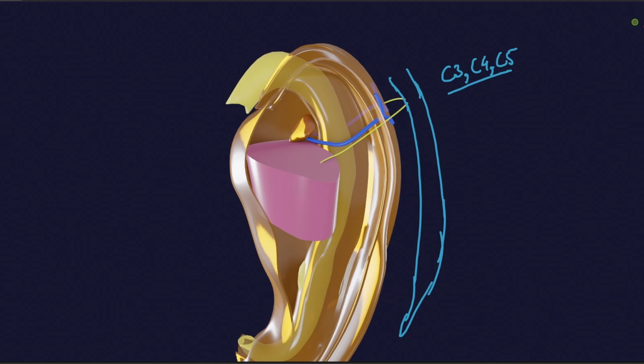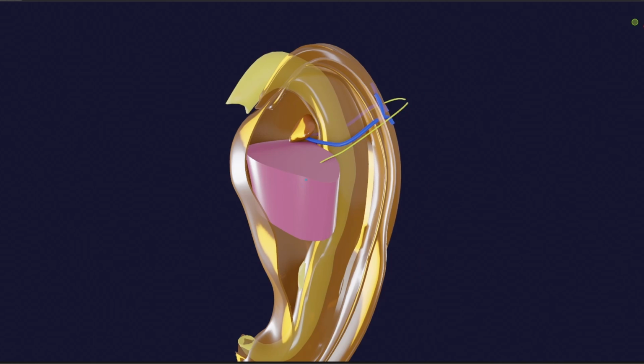So C3, C4, C5 are the cervical segments. They unite to form a nerve that goes to the diaphragm, and this nerve is the phrenic nerve. Also keep in mind that here I have illustrated the phrenic nerve in yellowish color, and it is going to the septum transversum, which will contribute towards the formation of the diaphragm.